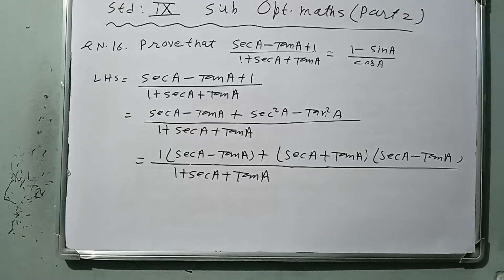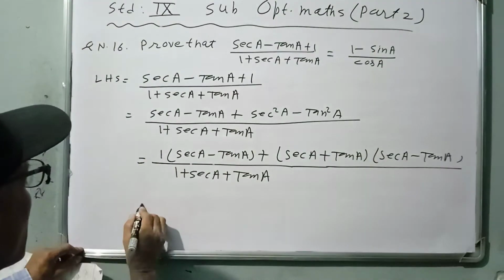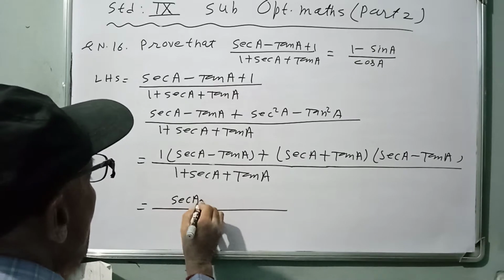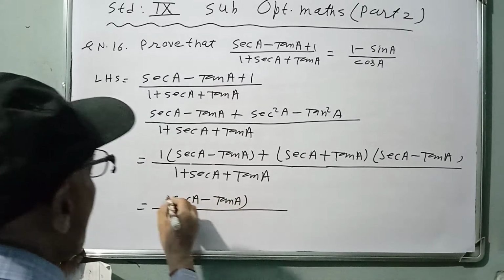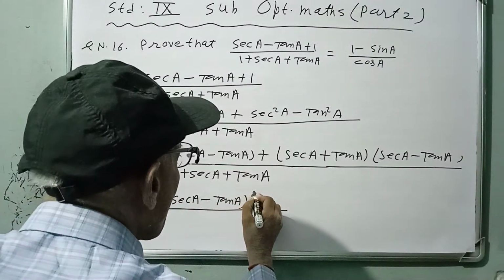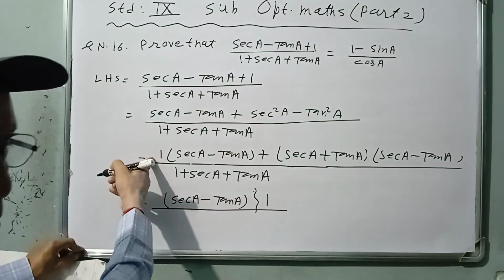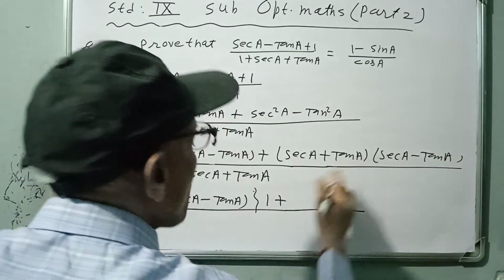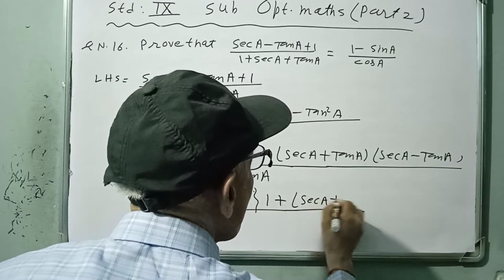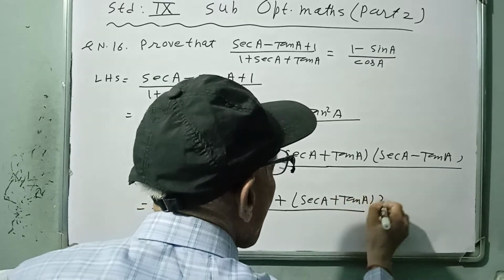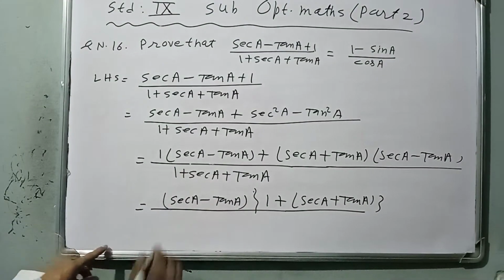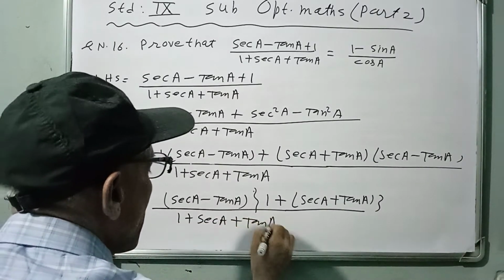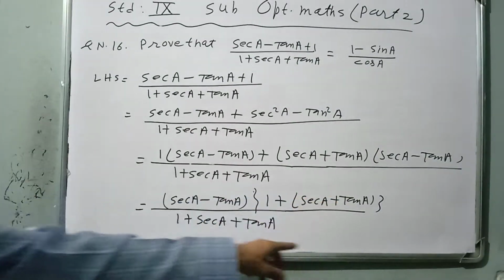Take common. Now for the remaining, take common in this and this. Equals sec a minus tan a is common. Use a curly bracket. If there is nothing, 1 is left. Plus, this is common, sec a plus tan a is left, in a small bracket inside the curly bracket. Down 1 plus sec a plus tan a. What do we see here? We can also cancel it.